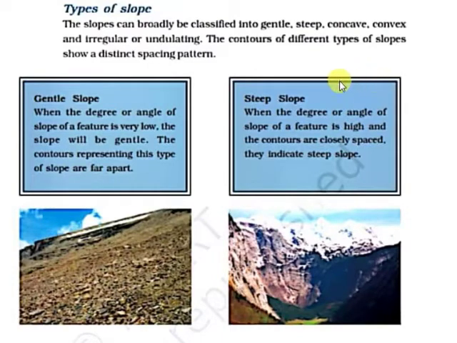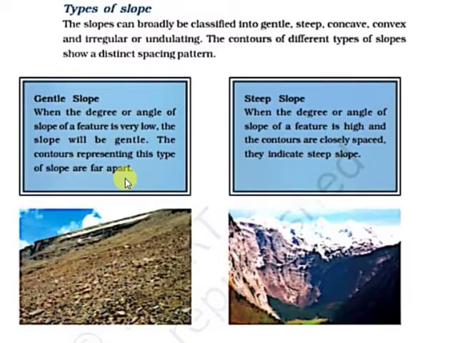So now today we will discuss the types of slopes and what type of contours are used for a typical landform. The slopes can be broadly classified into gentle, steep, concave, convex and irregular or undulating. The contours of different types of slopes show a distinct spacing pattern. So first is the gentle slope. When the degree or angle of slope of a feature is very low, the slope will be gentle. The contours representing this type of slope are far apart.